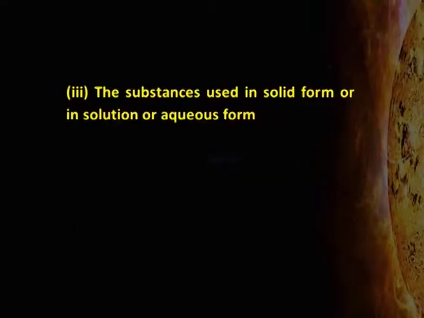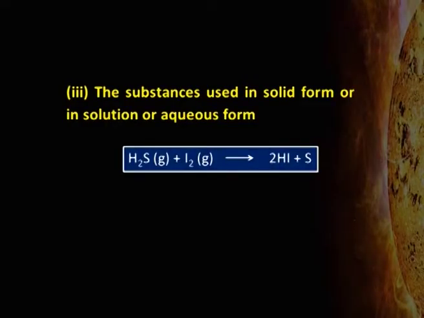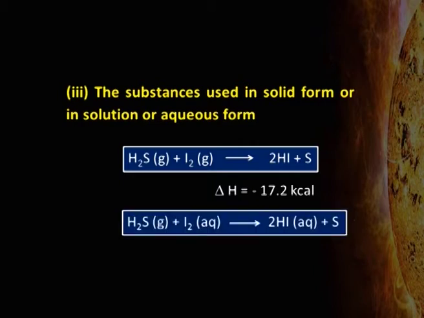You can have a look at the example when H2S reacts with iodine. If gaseous H2S reacts with gaseous iodine to give HI plus sulfur, enthalpy of reaction or heat of reaction is minus 17.2 kilocalories. But if gaseous H2S reacts with aqueous iodine to give aqueous HI plus sulfur, delta H of reaction or enthalpy of reaction is minus 21.93 kilocalories.